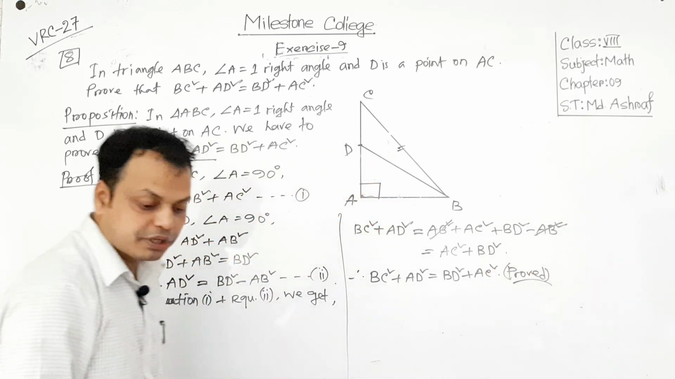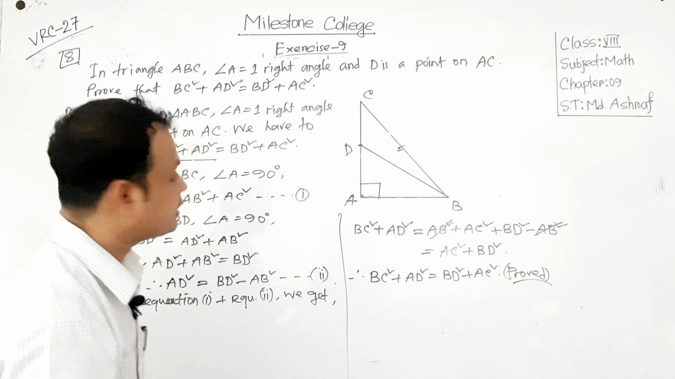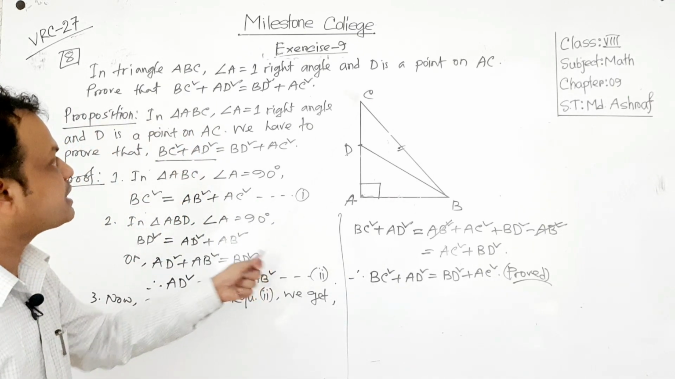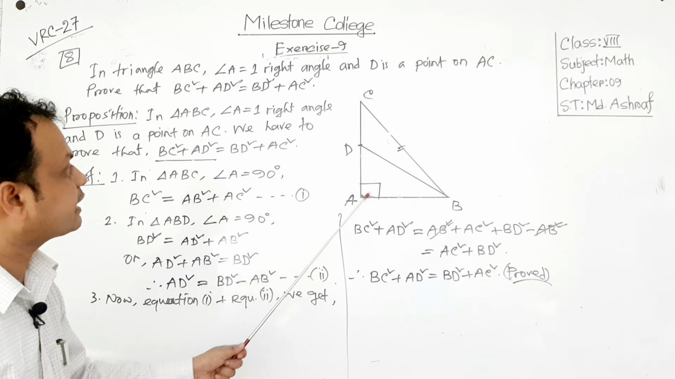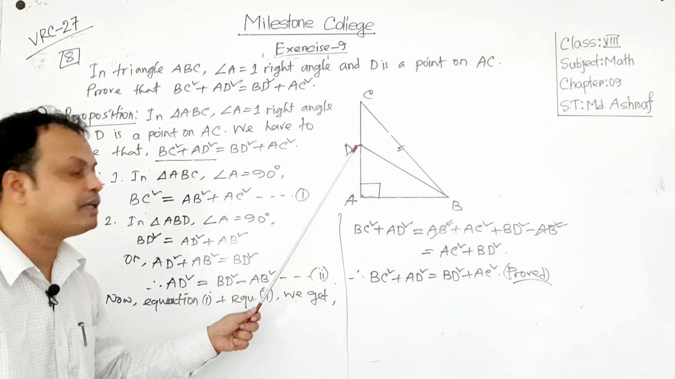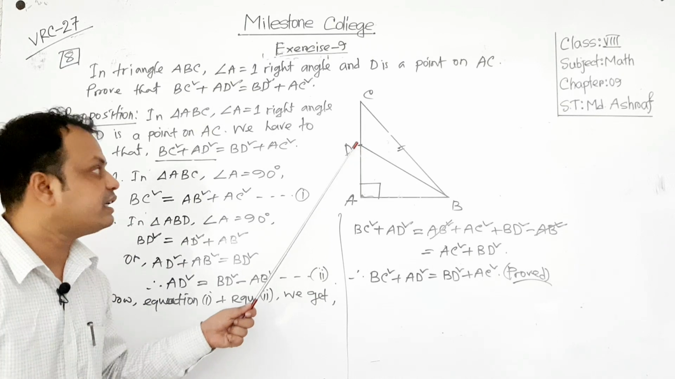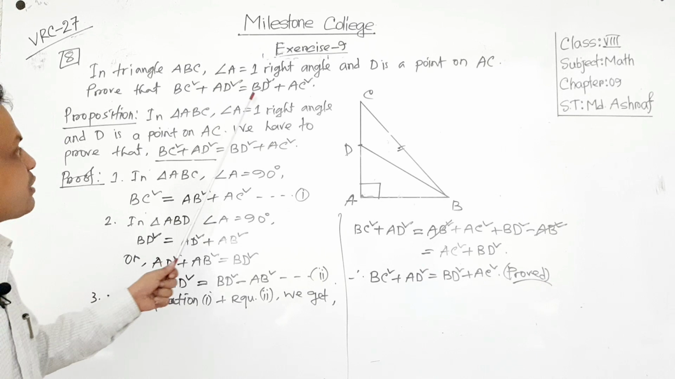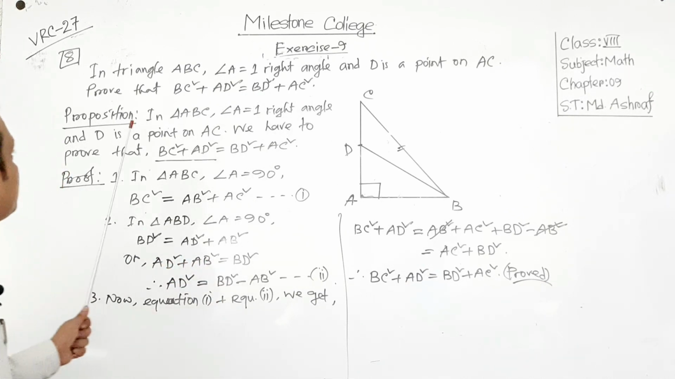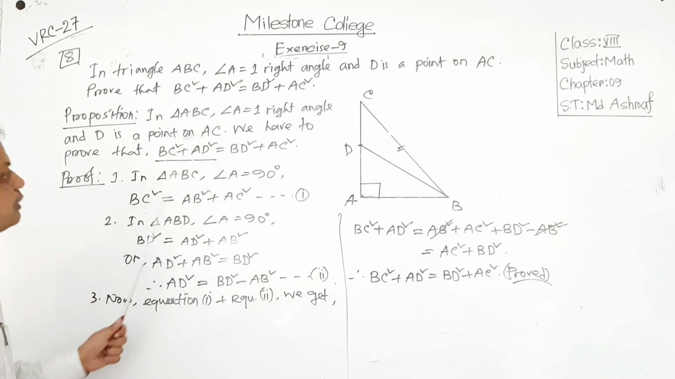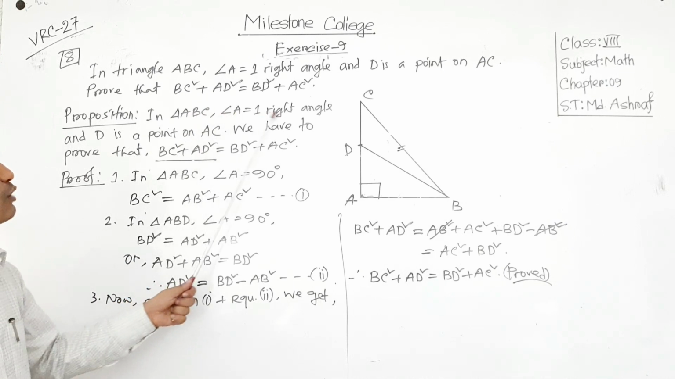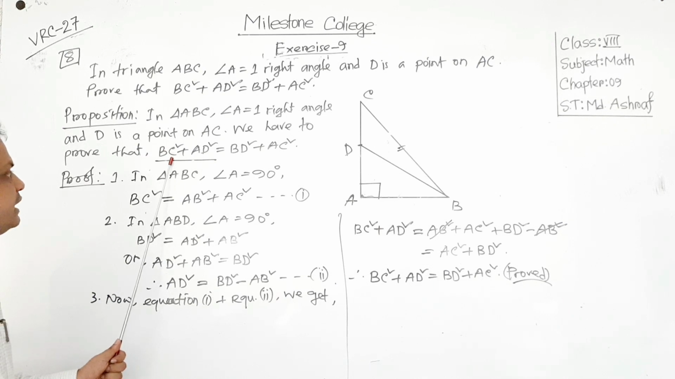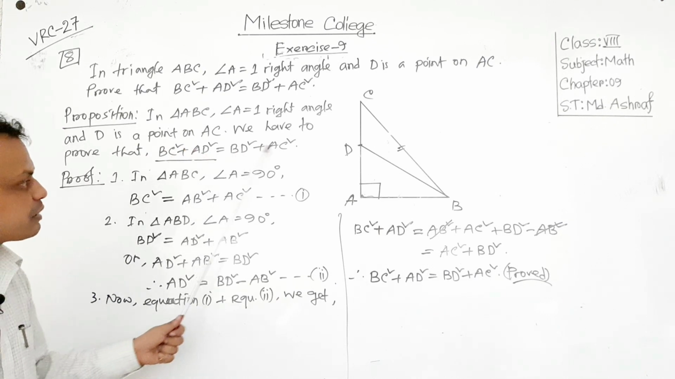My dear students, I want to review this one again from the first. There is the question: triangle ABC, and angle A is one right angle. D is any point on it. It may be the midpoint or it may not be the midpoint. It's any point on the side AC. And we have to prove BC square plus AD square equals BD square plus AC square. So from this part we have written the proposition: triangle ABC, angle A is one right angle and D is a point on AC. We have to prove that BC square plus AD square equals BD square plus AC square.